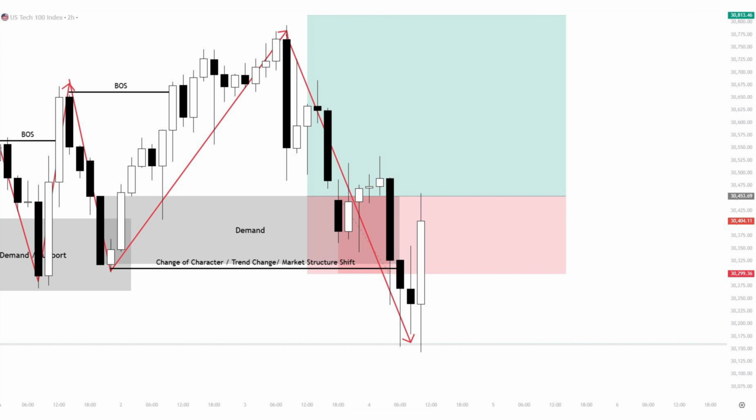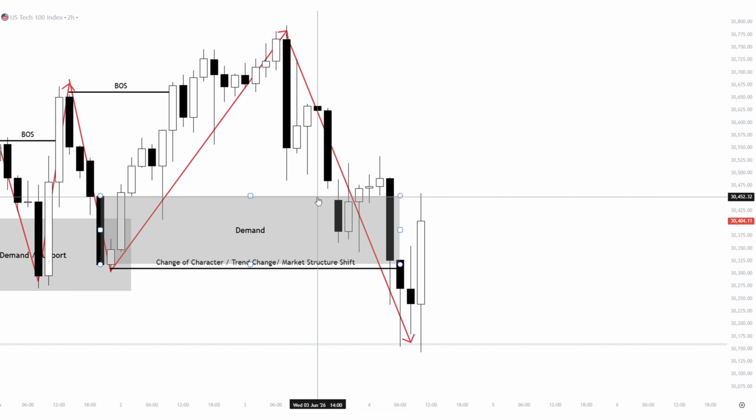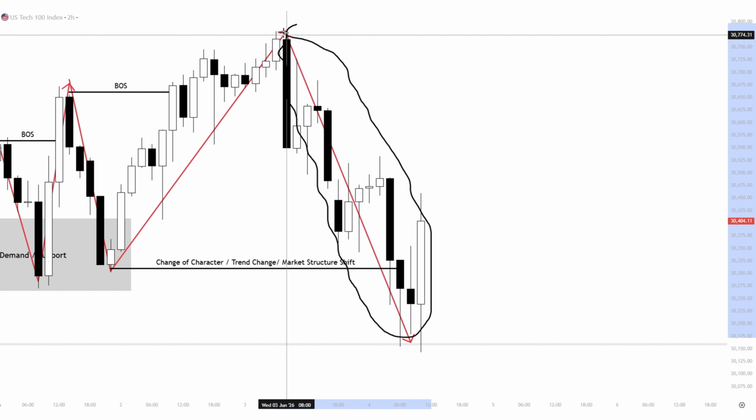It's why we call the first break of the previous low a change of character, trend change, or market structure shift, because it shifts the trend and price action from an uptrend pattern into a downtrend pattern. And on a downtrend, demand zones will no longer validate, so there's no point in looking for demand levels, but instead now we look for supply zones as they act as resistance levels. We find these supply zones on this descending price action.